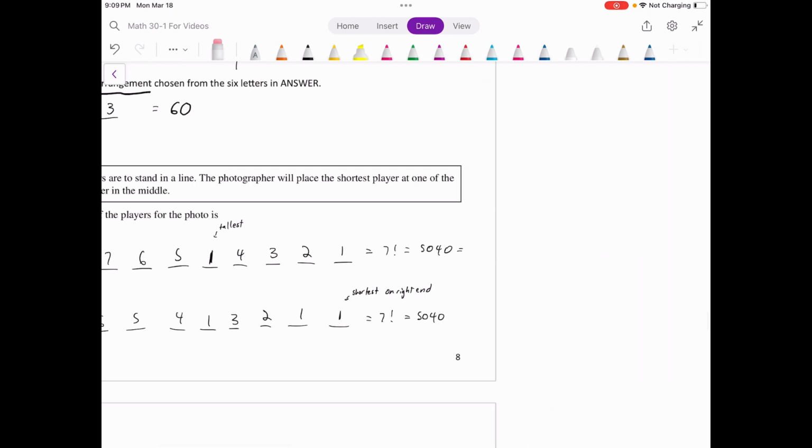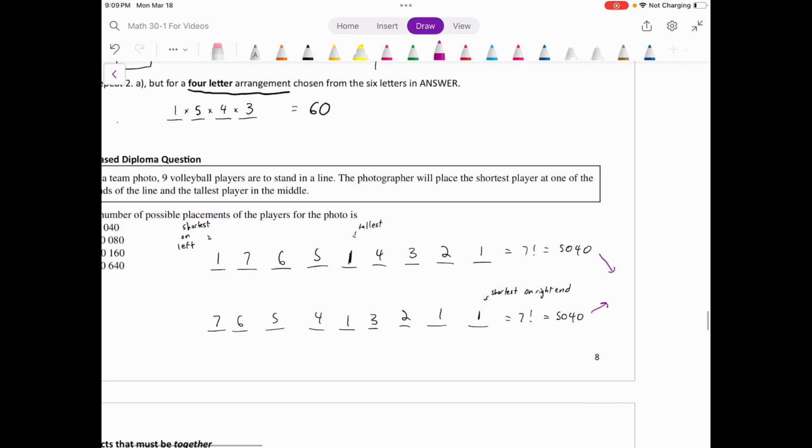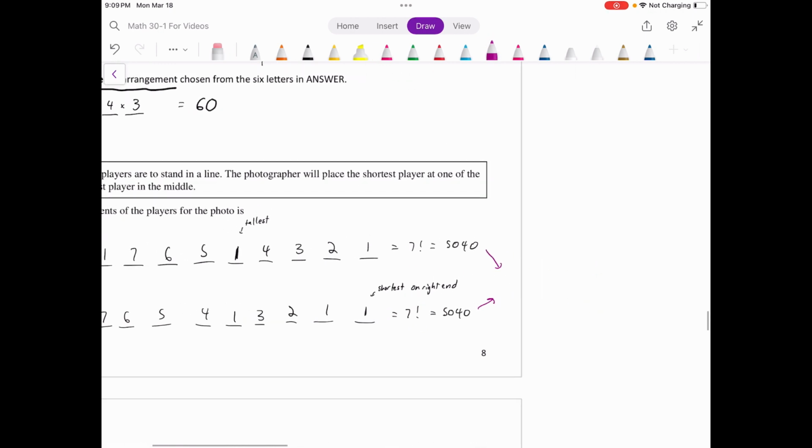So what's the total number of ways? Well, if there's 5,040 ways where they're standing on the left, and then another 5,040 ways if we put them on the right, the total is just going to be 5,040 plus 5,040, which is 10,080.